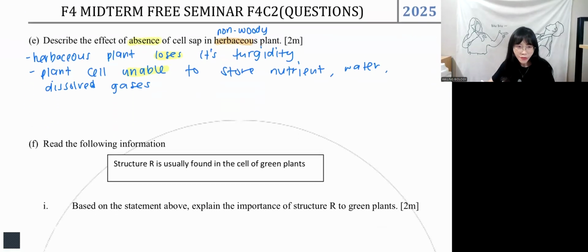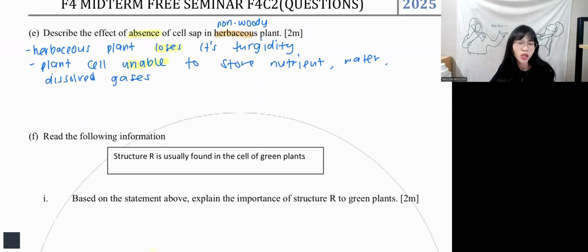Okay. Read the following information. Structure R is usually found on the cell of green plants. Green plants is the keyword, like green plants. They have to be green color. Based on statement above, explain the importance of chloroplast to green plants. Chloroplast contains green pigment. The green pigment known as chlorophyll, correct. Chlorophyll function is used to trap light, correct. Trap sunlight and convert into chemical energy during photosynthesis. Very good.